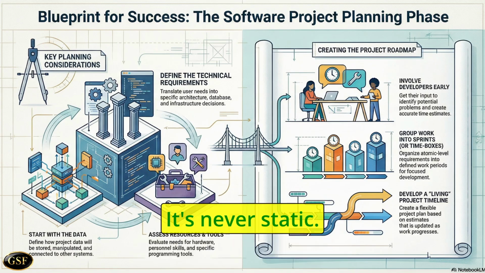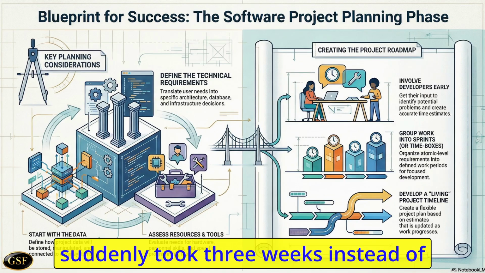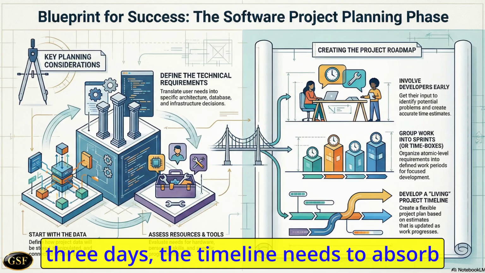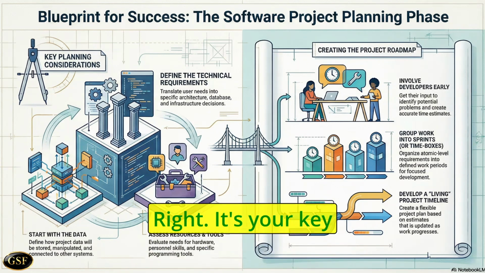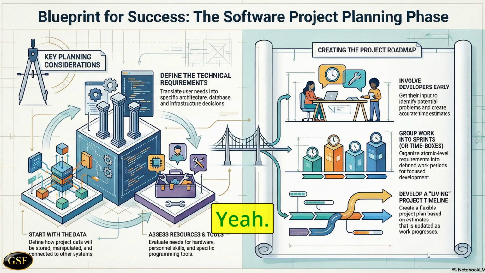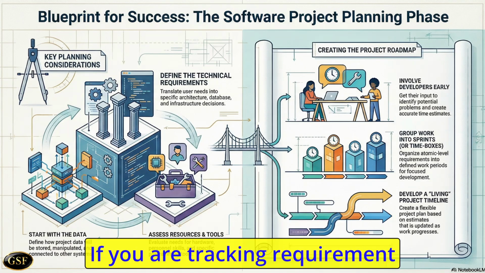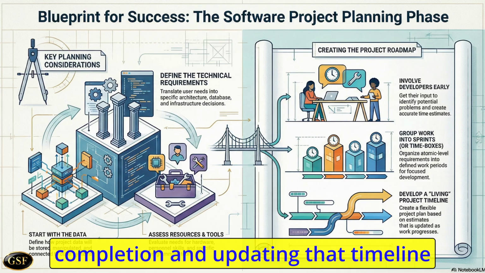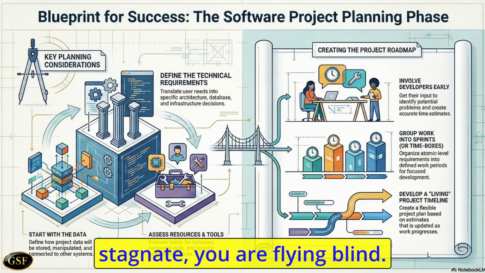It's never static. Never. It has to reflect reality, right? If that straightforward requirement suddenly took 3 weeks instead of 3 days, the timeline needs to absorb that shock and show the new projected end date. Right. It's your key measure of velocity. Precisely. Is the project on time or is it running behind? If you are tracking requirement completion and updating that timeline weekly, you have an accurate picture. If you let it stagnate, you are flying blind.